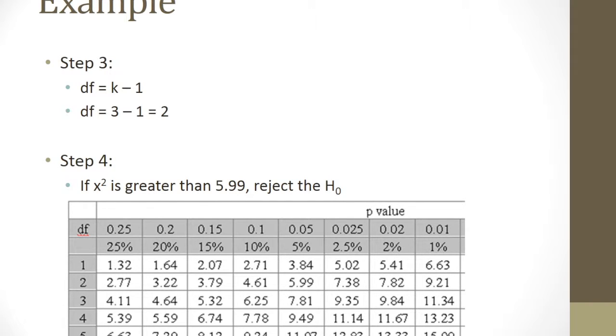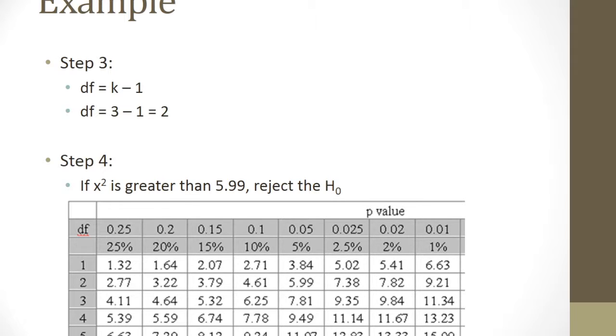The next step in conducting our test is to determine the degrees of freedom. The equation to determine degrees of freedom is k minus 1, where k stands for the number of groups. In our example, we have 3 groups. Subtract 1 to get 2 as our degrees of freedom.